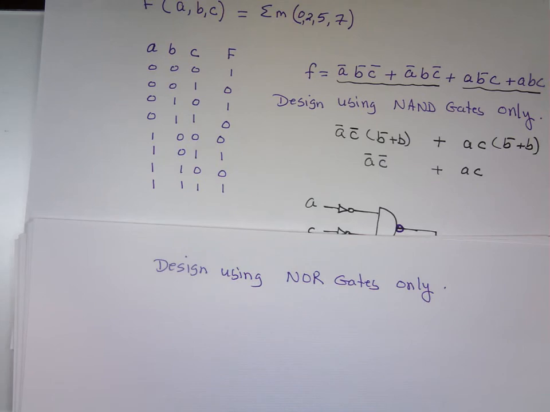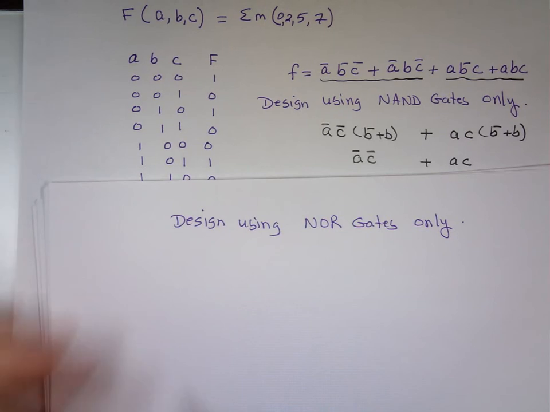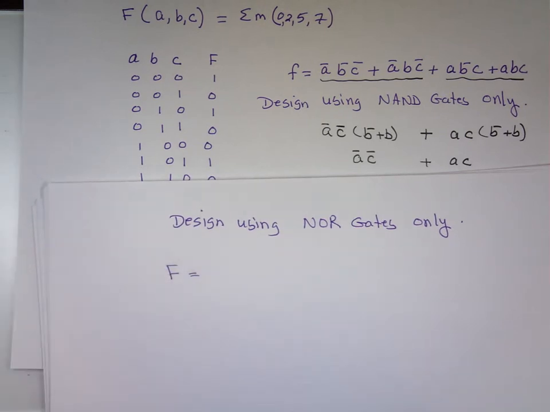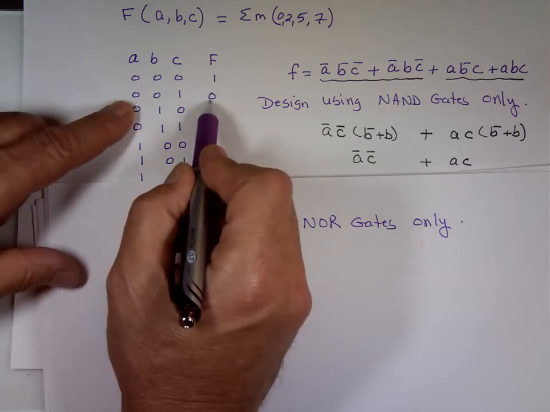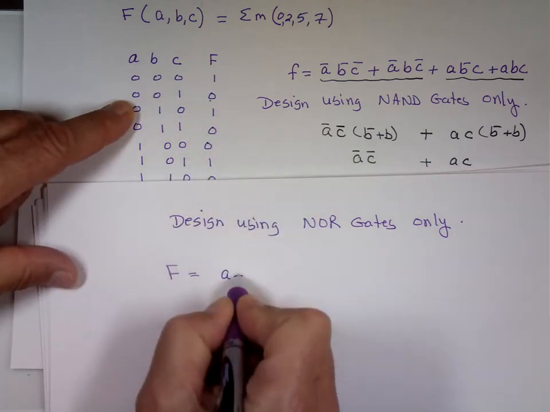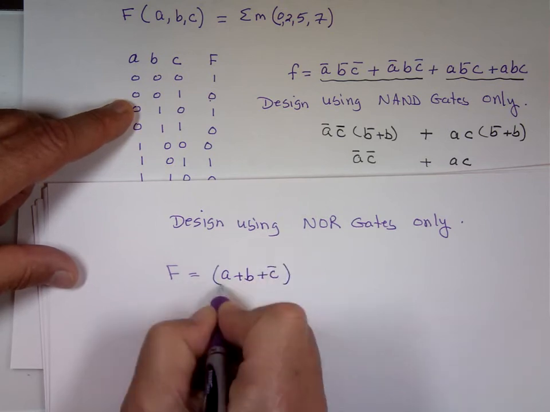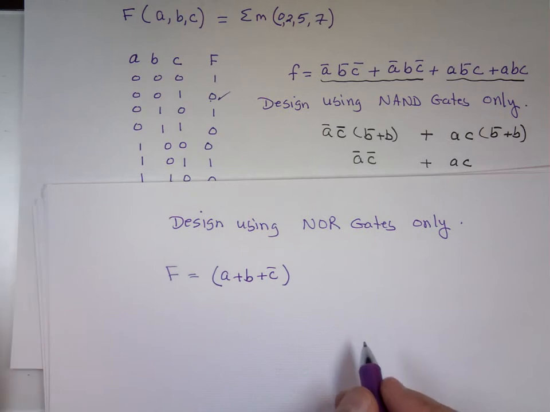Now, let's see when this function is going to be zero, because that means I need OR gates and put a NOT at the end to make the NOR. So I need OR gates. So I should be thinking about grouping what? The zeros, not the ones. This one is what? A plus B plus C bar. That's this one.